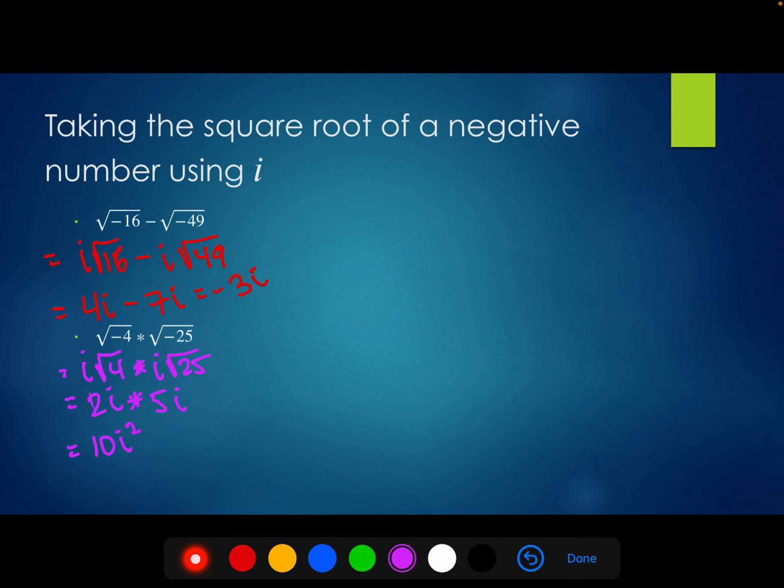And now from here, we're not done yet, because we know that i squared is equal to negative 1. Right? Since i squared is equal to negative 1, and we have an i squared right here, we can substitute in this negative 1 wherever we see an i squared. So this is equal to 10 times negative 1, which is equal to negative 10.